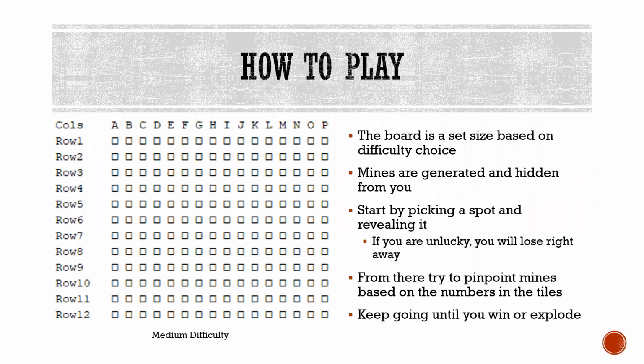How to play. First, you'll pick a difficulty. It'll set the board size. It'll generate mines. And then the first thing that you do is start by picking a spot and revealing it. Assuming you don't lose right away, you look at the numbers you've got and pinpoint where the mines are. Do that until you win or lose.